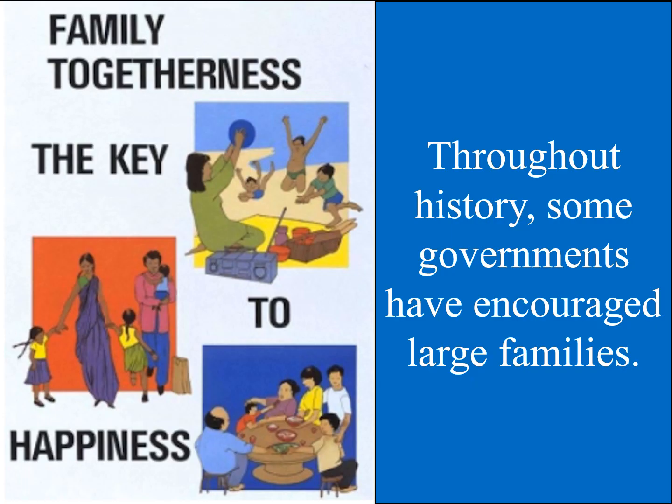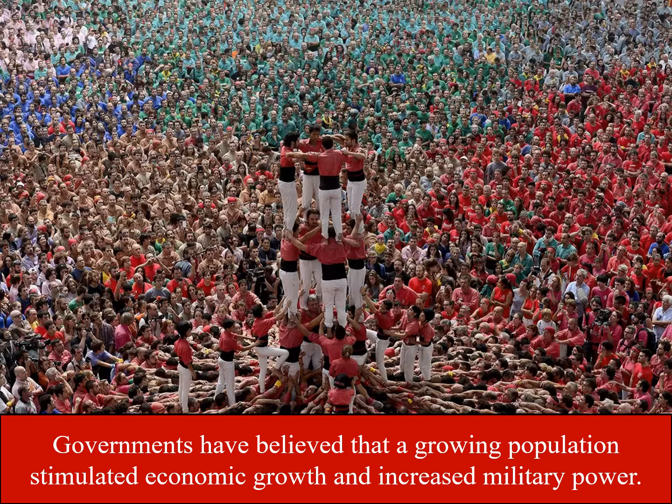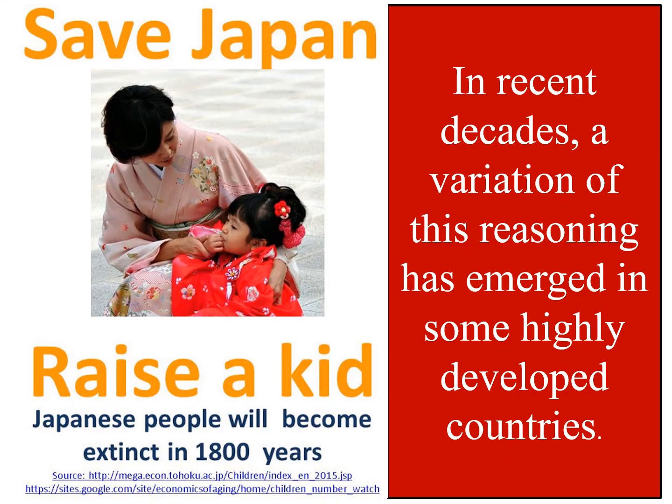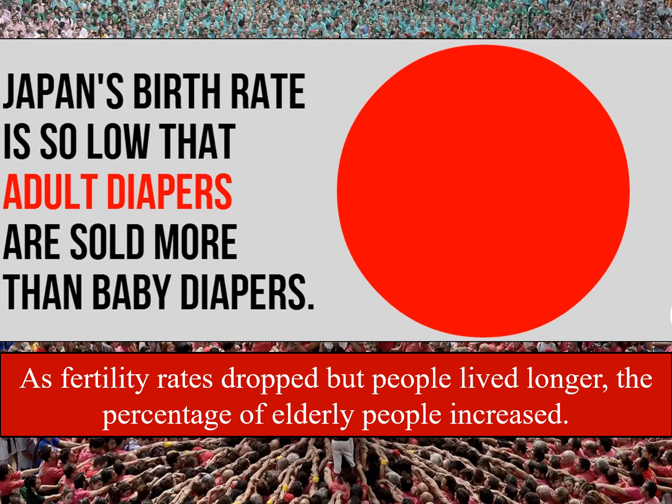Throughout history, some governments have encouraged large families. Governments have believed that a growing population stimulated economic growth and increased military power. In recent decades, a variation of this reasoning has emerged in some highly developed countries, like Japan. As fertility rates dropped but people lived longer, the percentage of elderly people has increased. And in fact, in Japan, their birth rate is so low, the average woman has less than 2 children, that adult diapers are sold more than baby diapers.